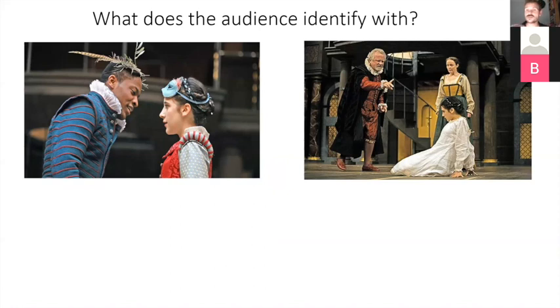So I've taken two scenes from a Globe version of Romeo and Juliet. Absolutely love this version, okay? And this version here, and I want us to just think about, what do we identify with? What in these two moments could we identify with in the story?